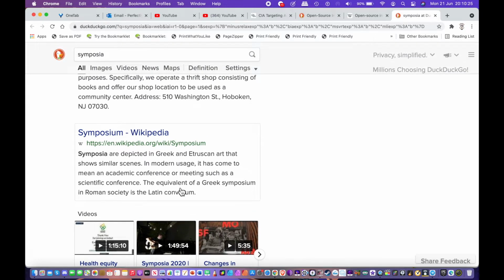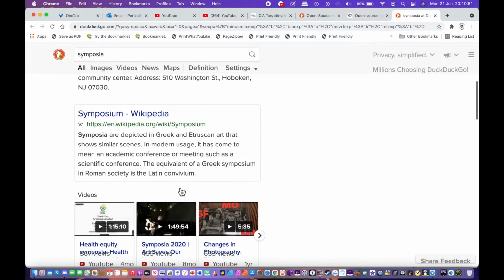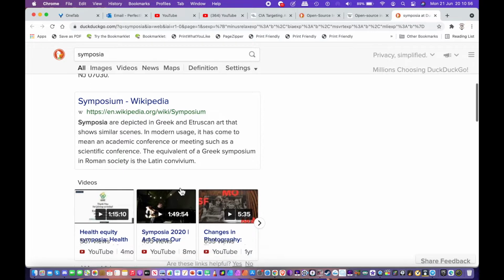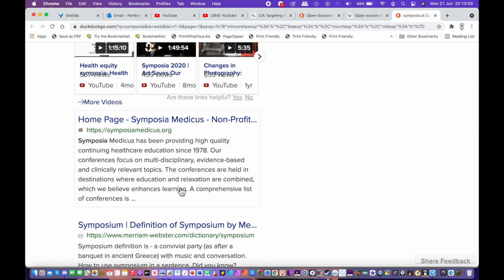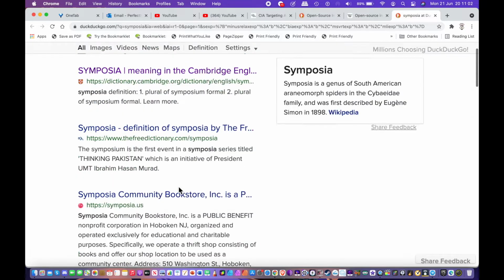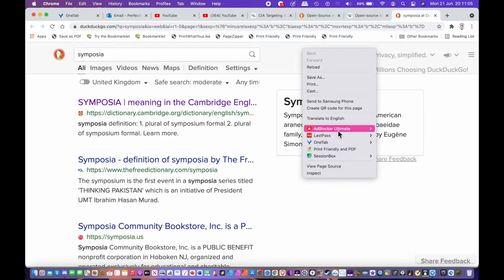Symposia are depicted in Greek and Etruscan art that shows familiar scenes. In modern usage, it has come to mean an academic conference or meeting, such as scientific. The equivalent of a Greek symposium in Roman is a Latin convivium. Okay, so coming from that, okay, that makes a lot of sense.